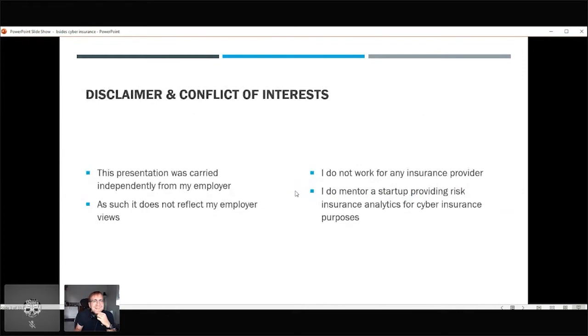Just a little disclaimer, I've done this research on my own, so my employer, which is Fortinet currently, is not involved, and obviously this doesn't reflect any of their views. I don't work for any insurance provider, so I'm sort of impartial to this specific topic. But I do mentor a startup that does risk insurance analytics for cyber insurance purposes, and this is how I got involved in this sector. It's an interesting space from a technical perspective, and this is why I got into it on a part-time basis.